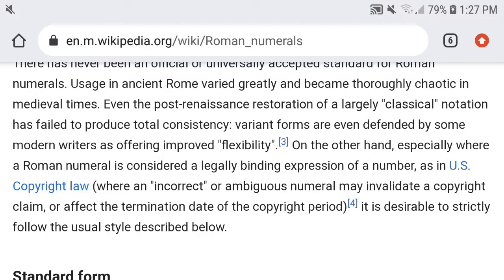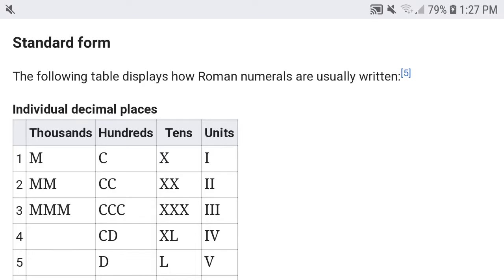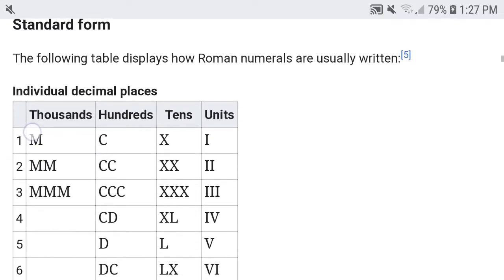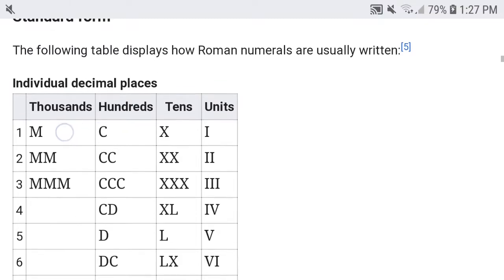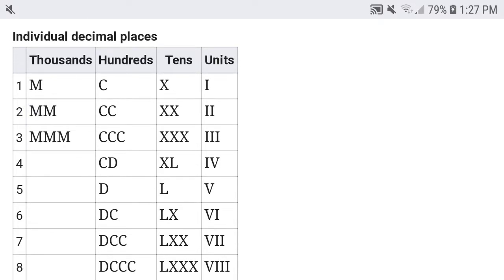Standardized. Okay, so yeah, you know what I mean, right? Okay, standard form: thousands, hundred, C. So 1,000 is M, and 100 is C, and 10 is X, and then 1 unit is I, right? And then there's 2 and there's 3.